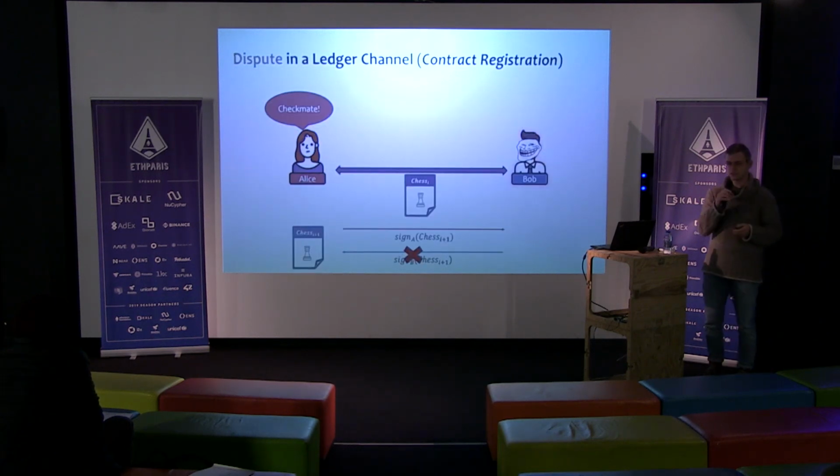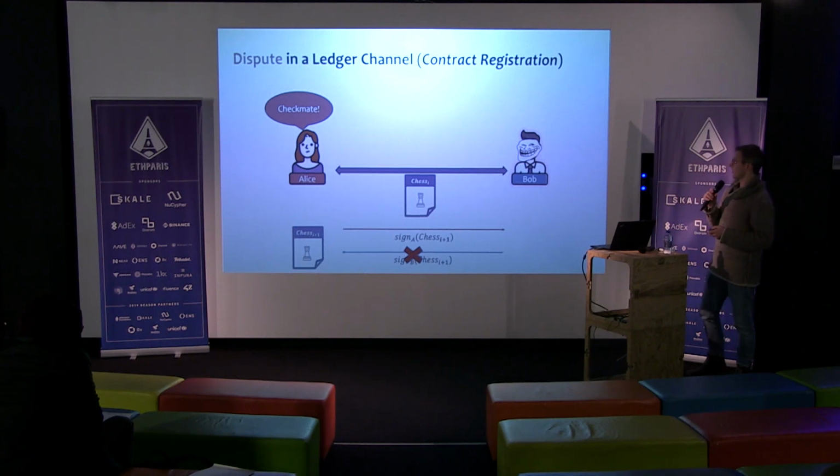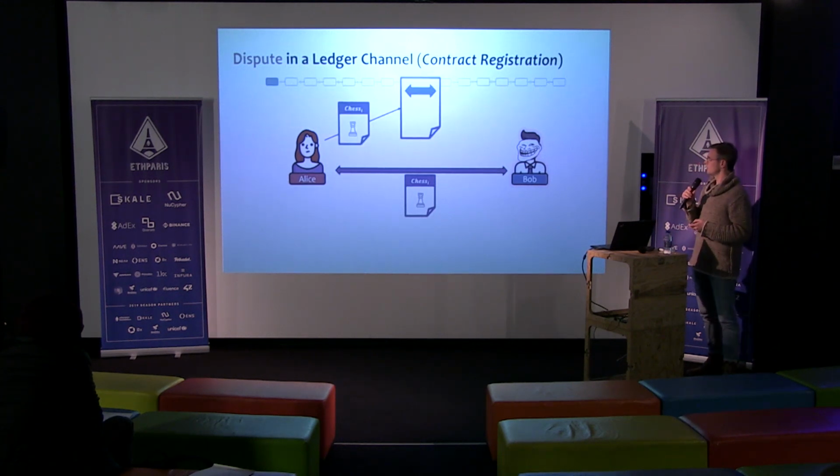Yes, so what happens now if there's a dispute in a state channel? Let's assume a situation in which Alice and Bob played i moves of a chess game. She now found out how she can set Bob up to checkmate. She signs the new state i+1 and sends it to Bob. Bob doesn't react, and now she can register the latest state i on the state channel contract.